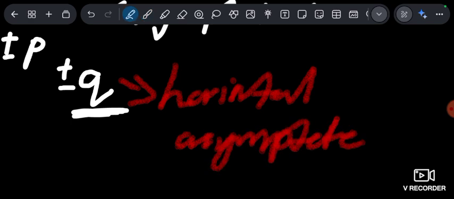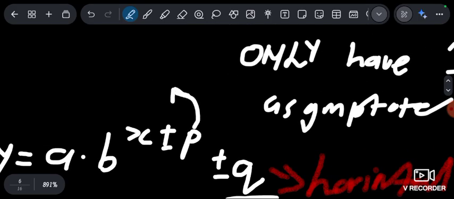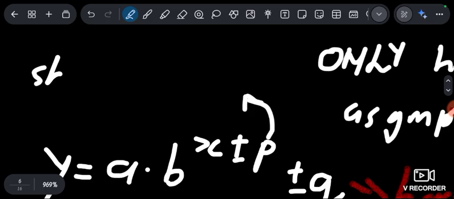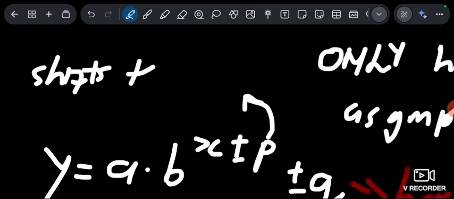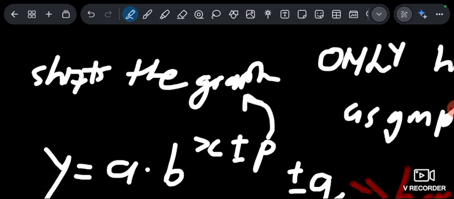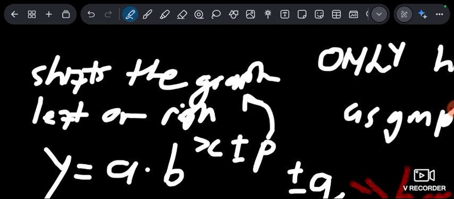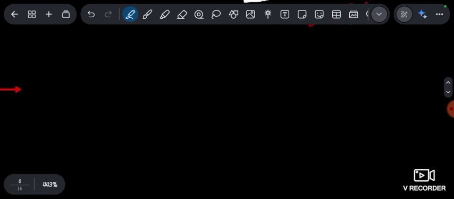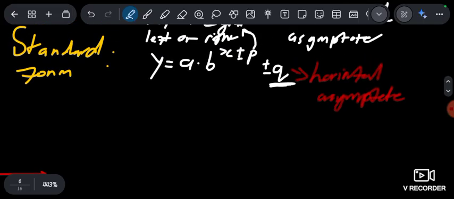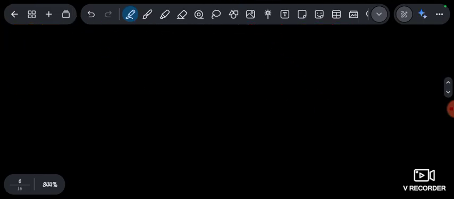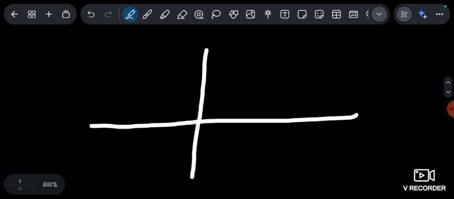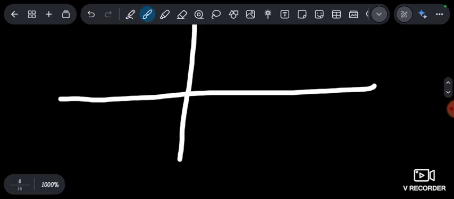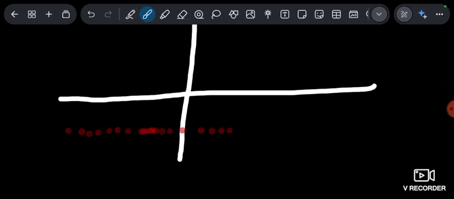Now, I want us to continue with the p. Now p will shift the graph left or right. But don't be confused when I say horizontal asymptote and then say p shifts to the right. Do they do the same job? No, they don't. When I say horizontal asymptote, if I have a graph over here, I have to draw my asymptote over here, right? My asymptote over here, it's horizontal. That's why we call it the horizontal asymptote.